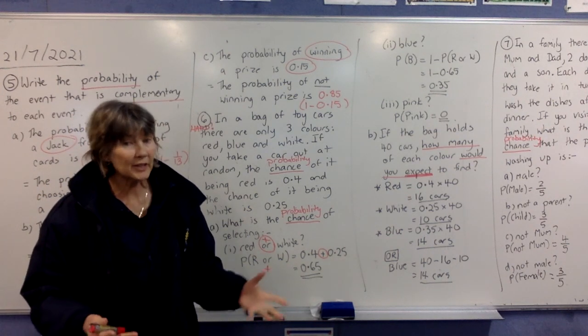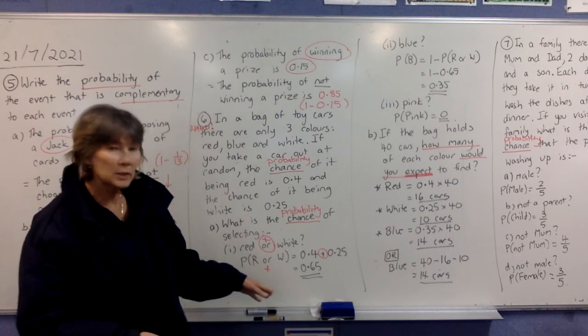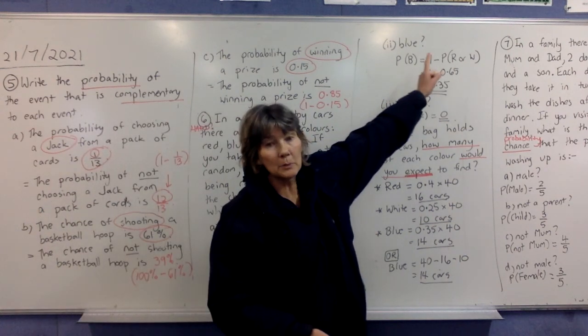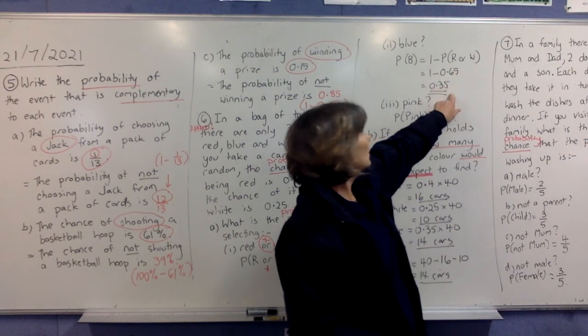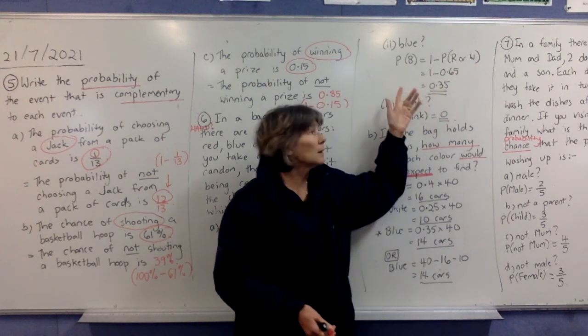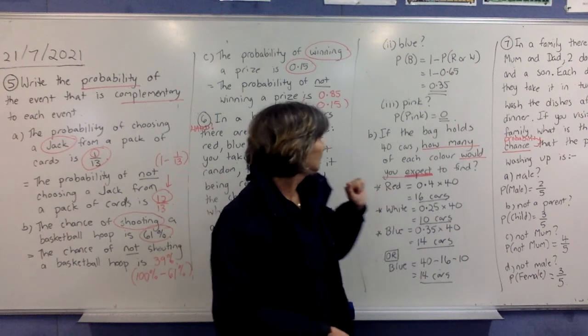So all that's left is blue. So we're going to take 1 and subtract the chance of getting the reds or whites, and that will leave us with the chance or probability that you're going to get a blue car.